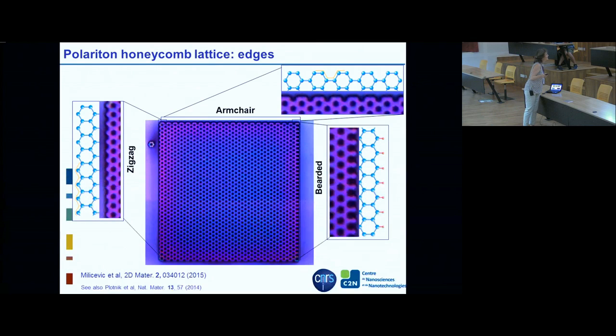Sorry? So there is no scale. Typically the lattice parameter is of the order of 2 microns. So I don't know how many, this must be like 200 microns. Like 200.